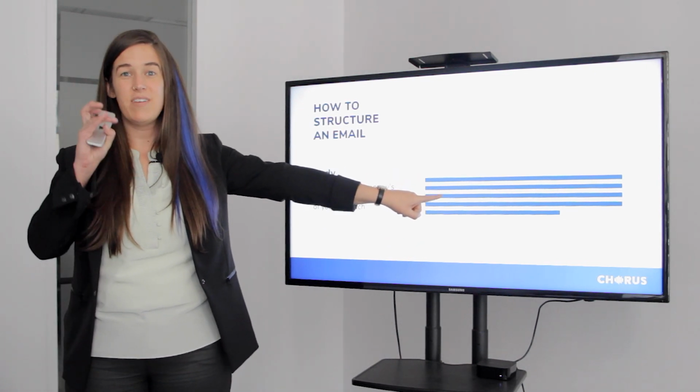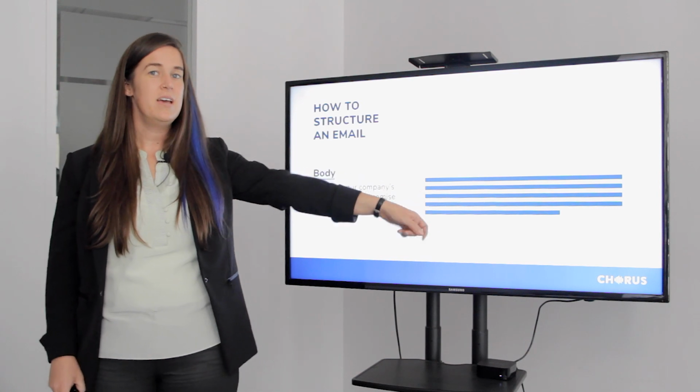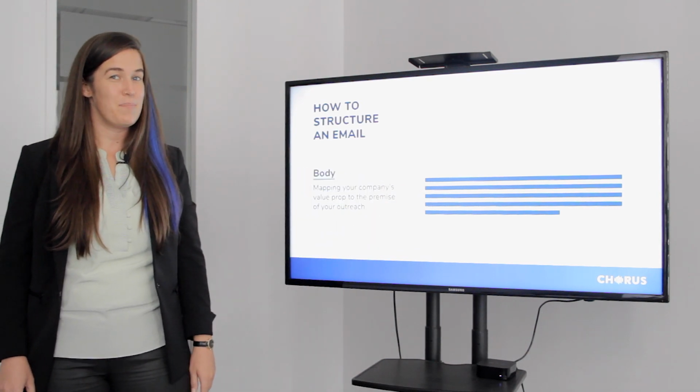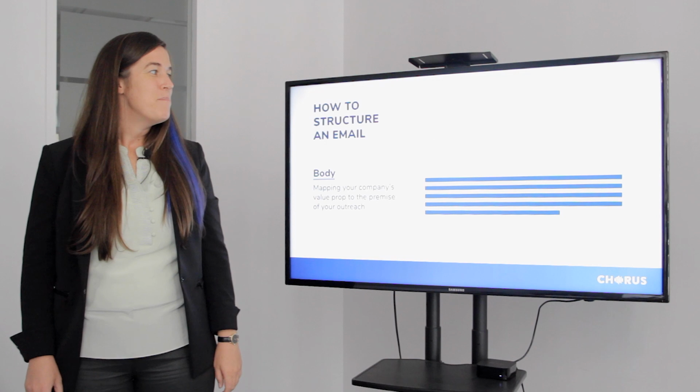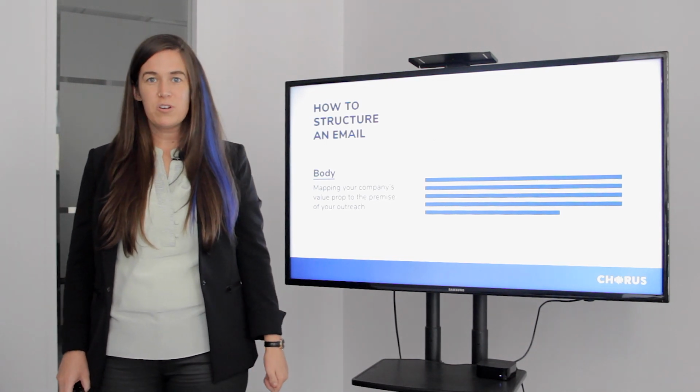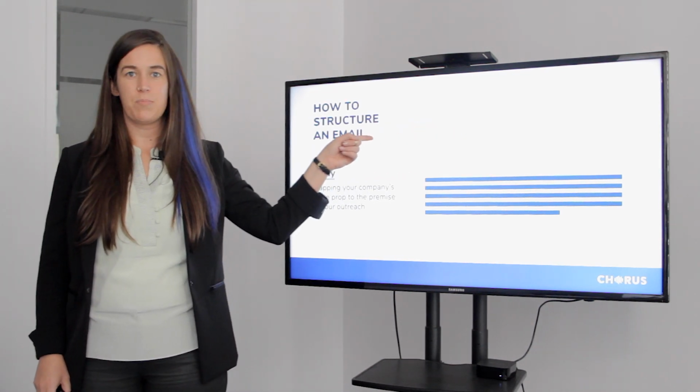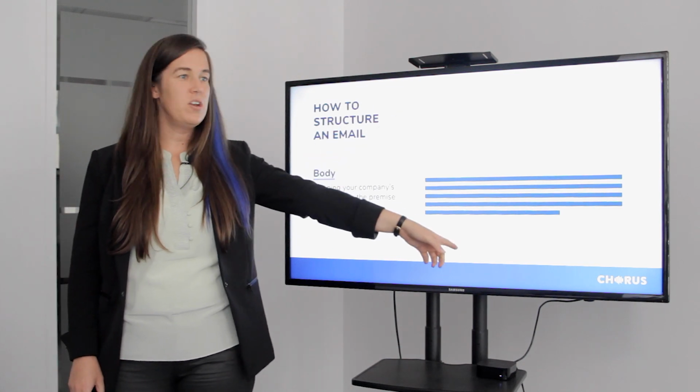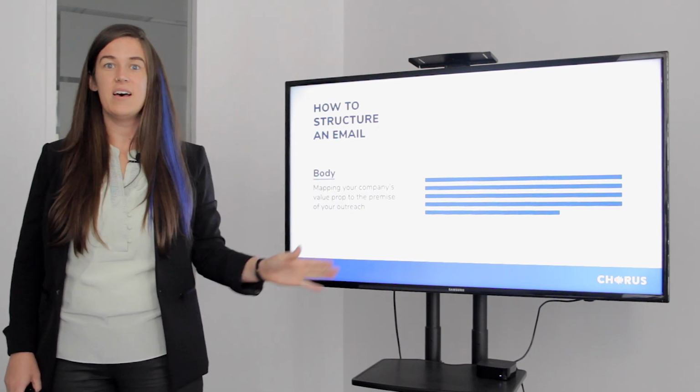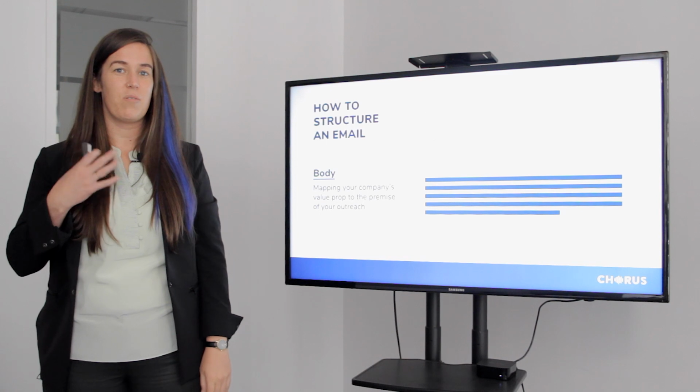So actually the least valuable real estate within your email is going to be the body and what you do as a company. It's pretty shocking, right? But what prospects want to know first is who are you? And that's why they look at the premise line first. Then they want to know what you want. And if all of that lines up within their value system, they're going to go around to the body.